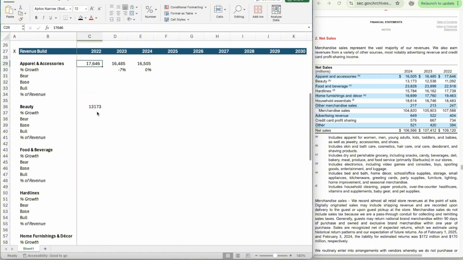13,173. 12,538. No, sorry, I got that wrong. 11,902 for 2022. You have to be careful here because we're having to go from right to left. The instinct is to go 22, 23, 24 the other way, but always be careful there because you just end up getting it wrong. Okay, yeah, beauty looks all right.